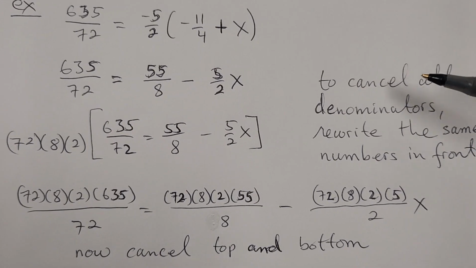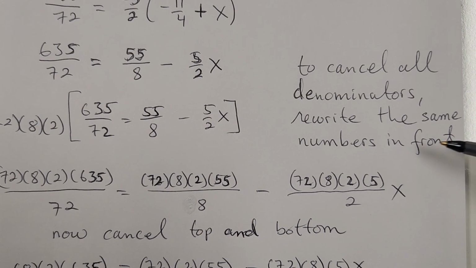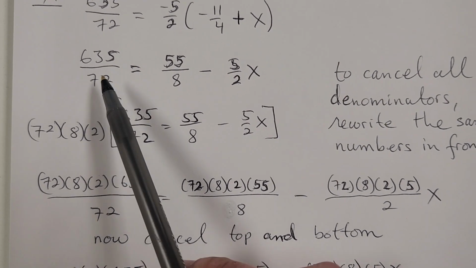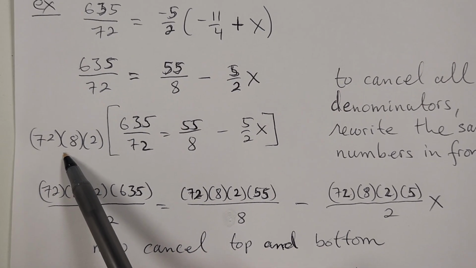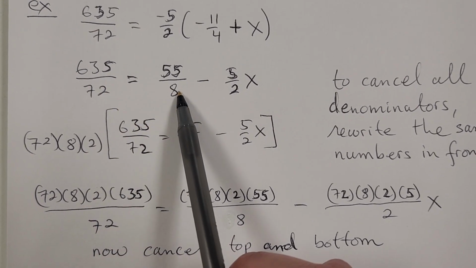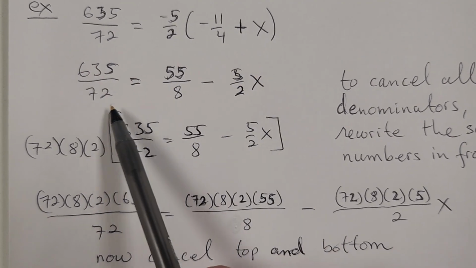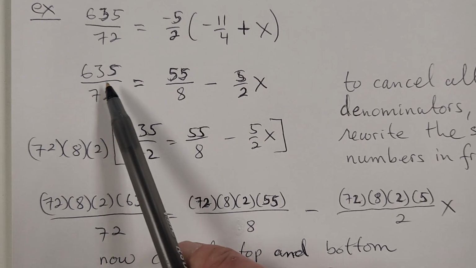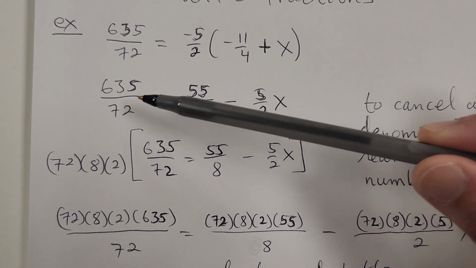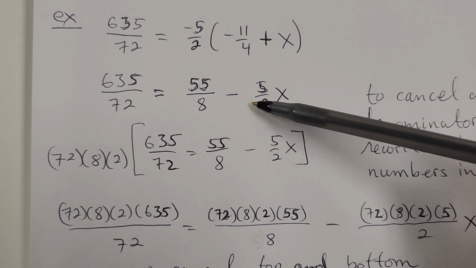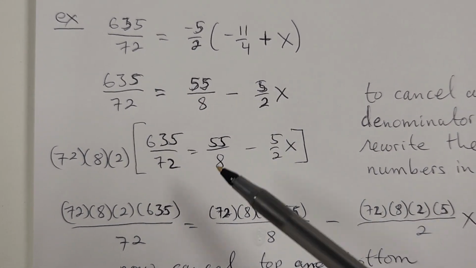To cancel all of the denominators, rewrite the same number in front. That means take this 72, this 8, and this 2, and put them in front. And then rewrite this whole equation in here. So 72, 8, 2 are my denominators. Put them in front, and then rewrite this equation here.